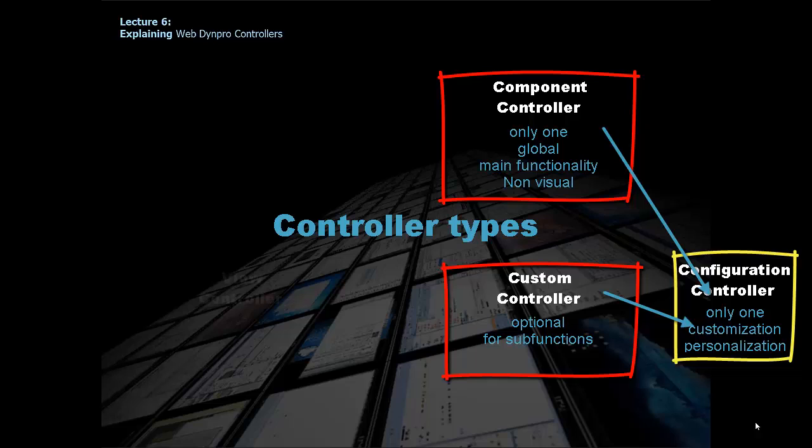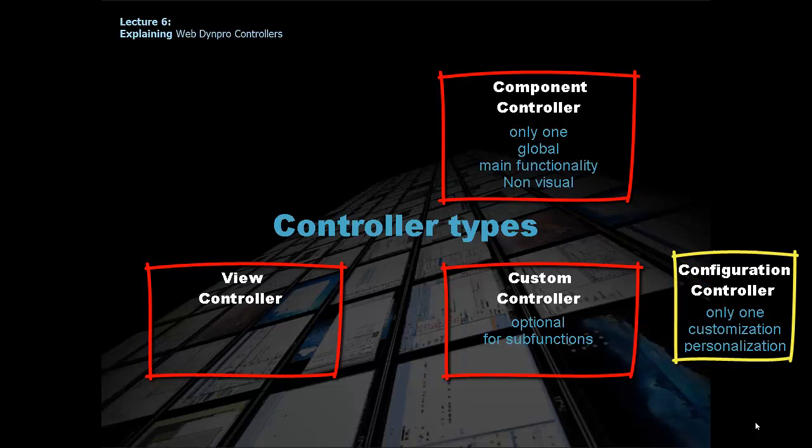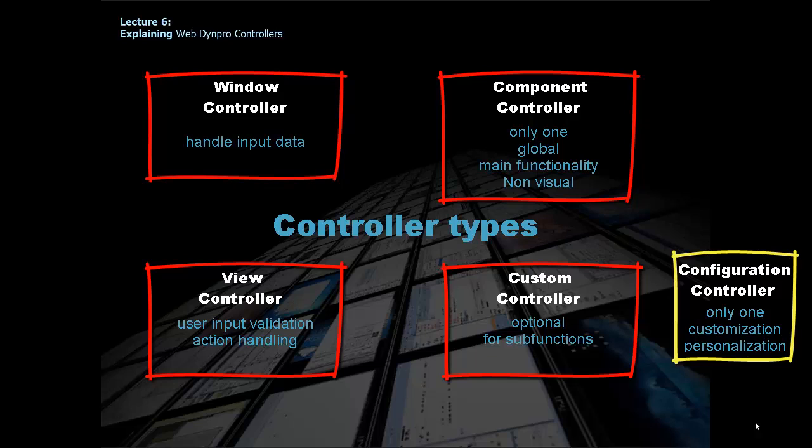Fourth, view controllers. Each view consists of a layout part and one view controller. This controller handles the view-specific flow logic, for example, checking the user input and handling user actions. And fifth, the window controllers. Each window has exactly one window controller. You can use this controller to handle the data passed through the inbound plugs when it is reused as a child controller. You can call the methods of this controller from the inbound plug methods of the window.